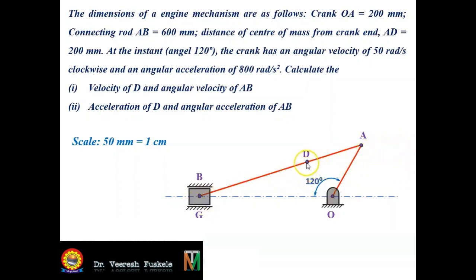Then we have the point D on AB such that AD is equal to 200 mm. The crank will be rotating at an angular velocity of omega, that is 50 radians per second in the clockwise direction. So this is the configuration diagram. The motion of the slider will be horizontal between these guides. So next we will draw the velocity diagram of this slider crank mechanism.